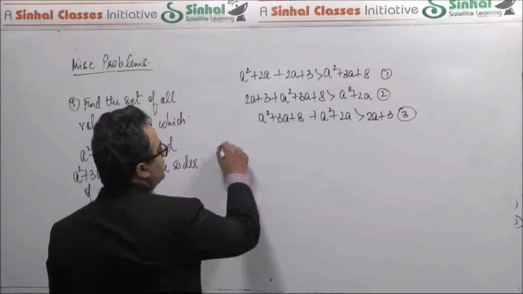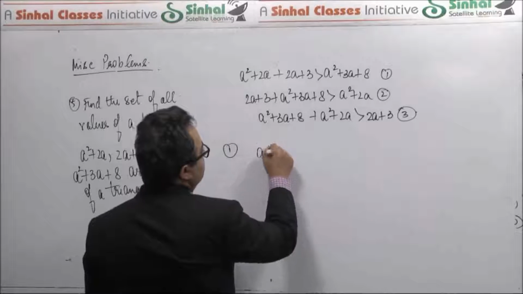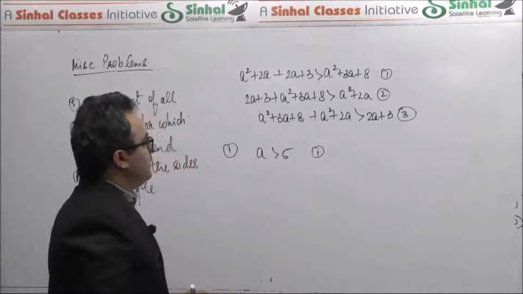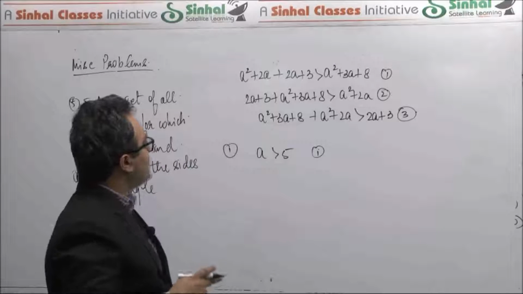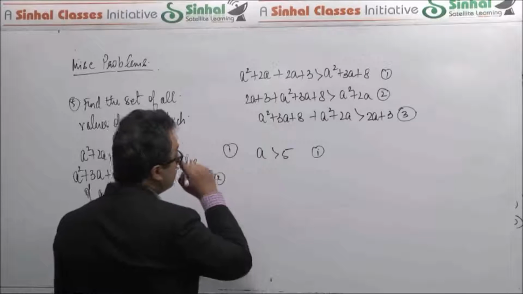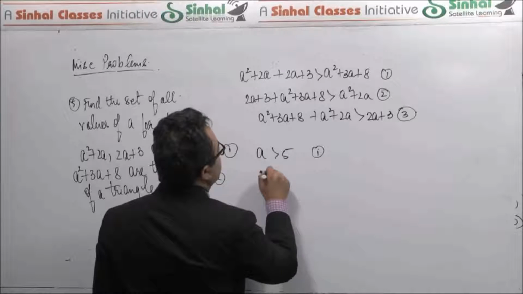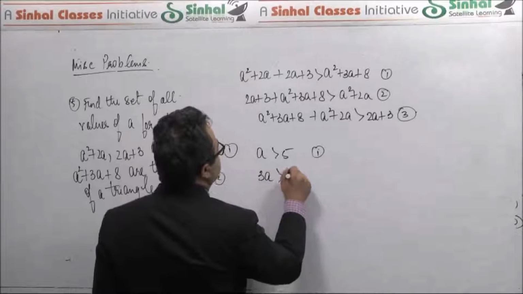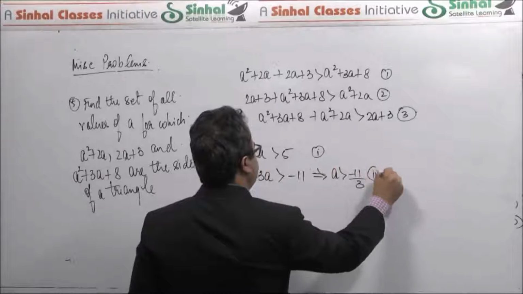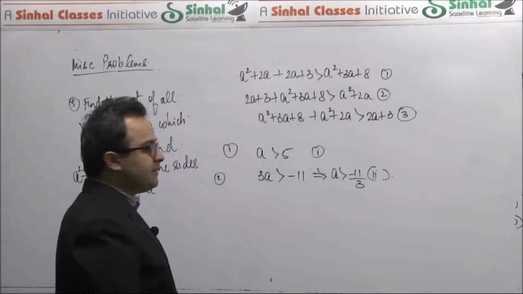So the first one, when we simplify, a square of course gets cancelled out. So you have 4a minus 3a, so that's a greater than 5. So that's the first condition that we're getting, that the set of values of a must be greater than 5. If we look at the second inequality, again a square gets cancelled out, 2a gets cancelled out. So we get 3a. So the solution of the second inequality gives us that a should take values which are greater than minus 11 by 3.